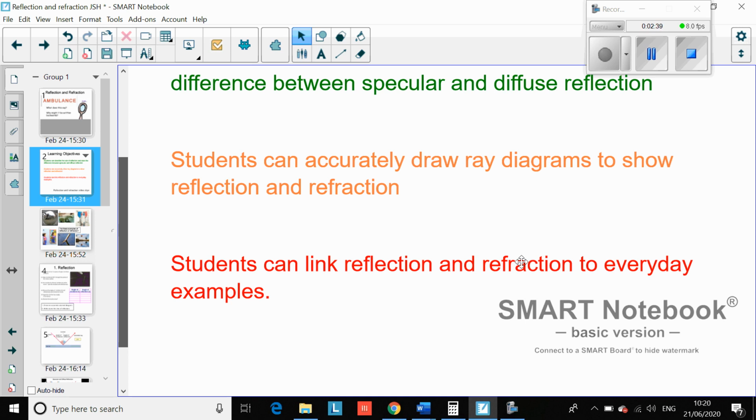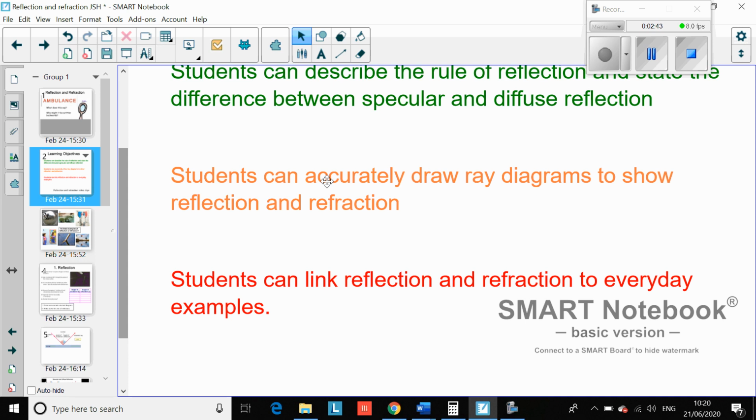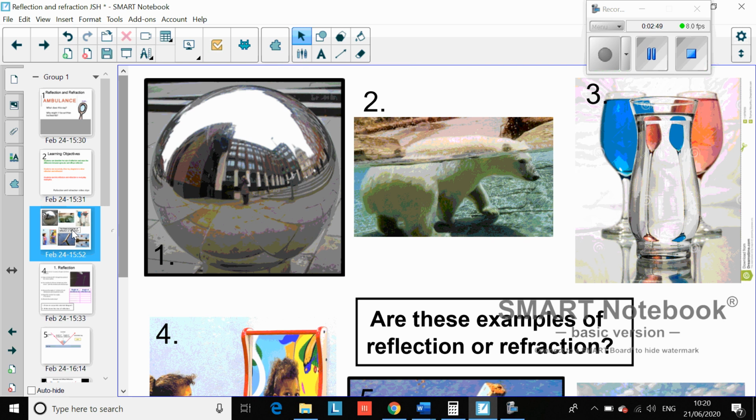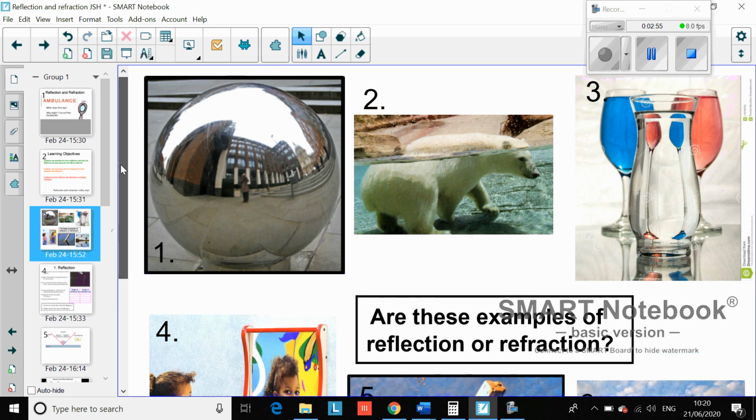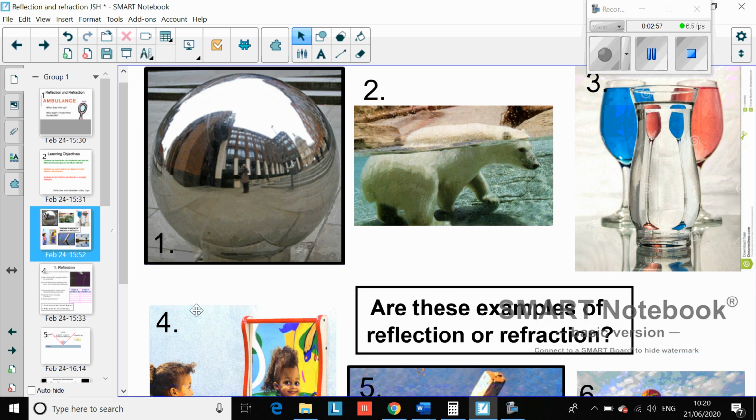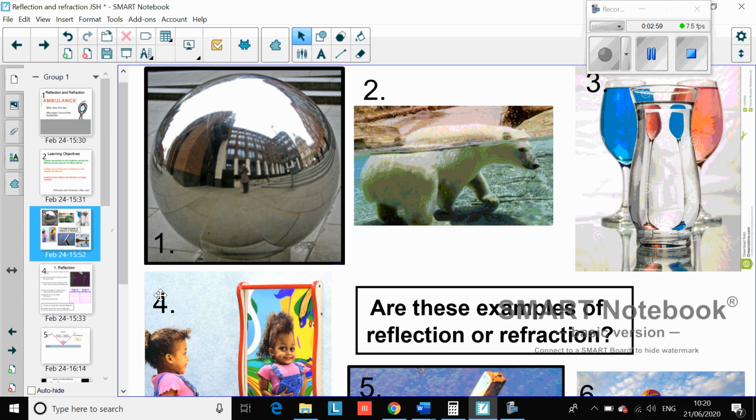Okay, a couple of other little things about this. We would have actually done this experiment in class, so I'm going to talk you through how we would have done it. So, are these examples of reflection or refraction? So what I want you to do is quickly pause the video and write down, are these examples of reflection or refraction, okay?